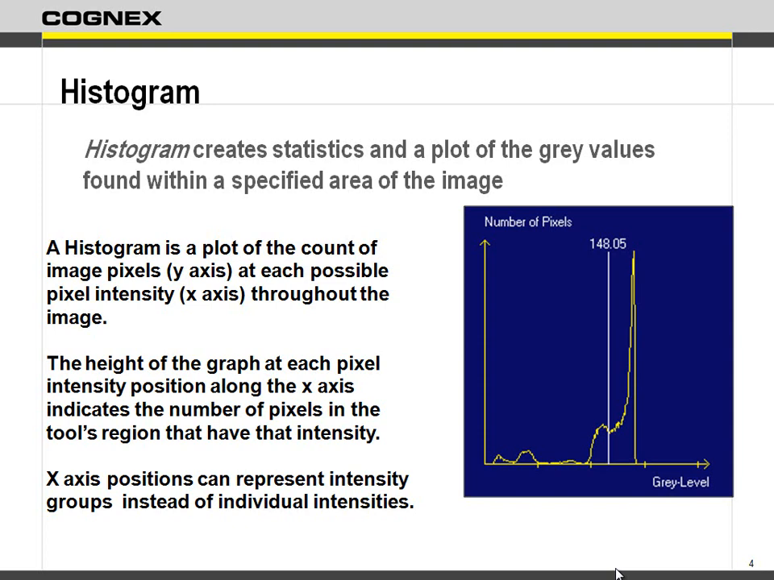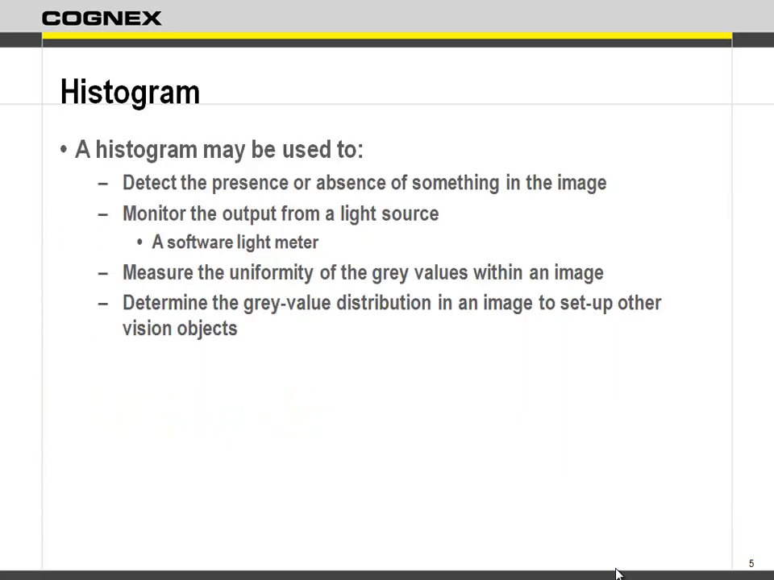So this is what a histogram might look like. All the way over here would be black pixels, and all the way over to here would be your white pixels. And it just shows along the graph what happens. So it's great to be used for presence or absence of something within the image. Also monitoring the light level. A customer might put it off to the side where their part isn't, so they're looking at their background, like maybe their conveyor belt.